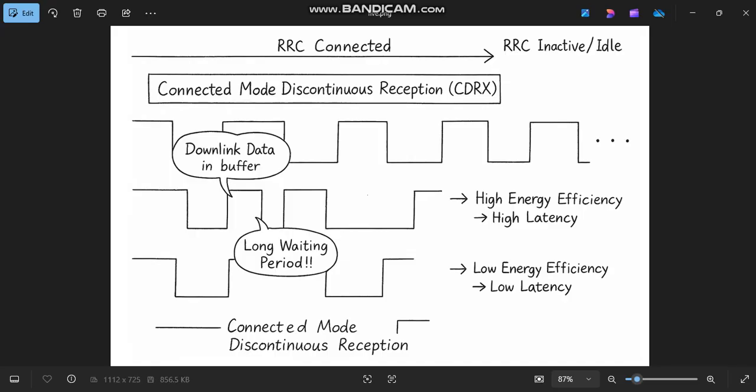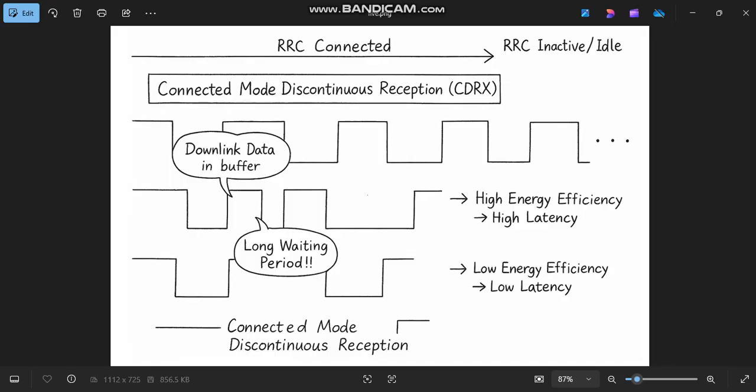And then coming to the last graph, with DRX active and inactive there is no long waiting time here, there is short waiting time. DRX active and inactive is happening faster. So latency is low, but this fast on and off state can consume a lot of power from the UE. So it is low energy efficiency.